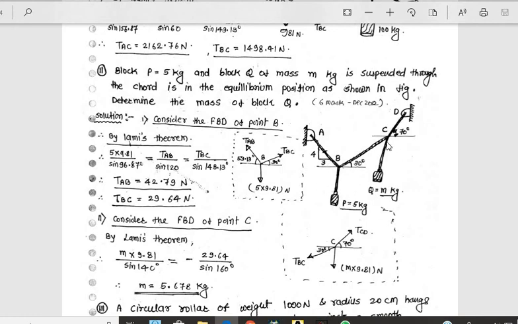Now come to joint C. At C joint, this you have already calculated. This you have to calculate. This is TCD and this M you have to calculate. So this is the M into 9.81. TBC you have calculated as 29.64 and this is TCD. TCD is not asked but you are able to calculate.